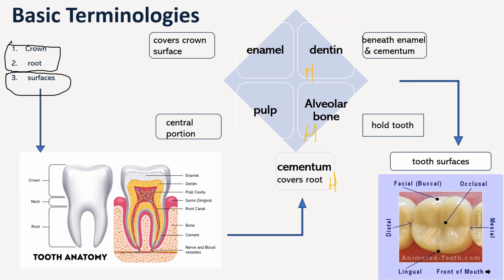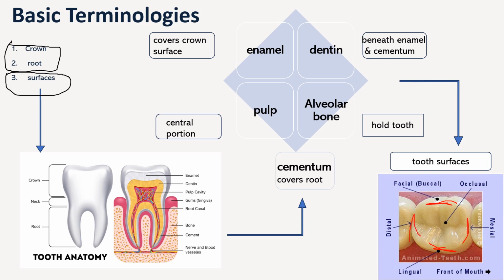Then moving towards the tooth surfaces. Basically any tooth, in anterior as well as in posterior, consists of 5 surfaces. So what are the 5 surfaces of tooth? It is buccal, this is the buccal surface. This is the lingual surface. This is mesial and this is distal surface.